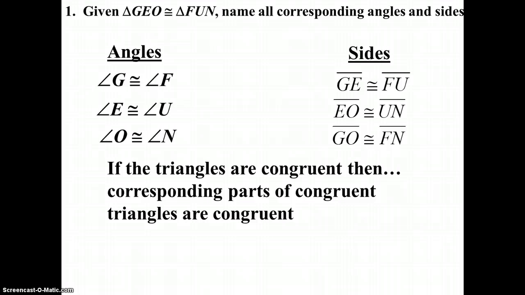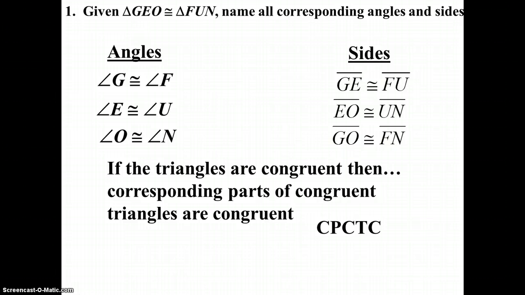So if the triangles are congruent, then all their corresponding parts are congruent, or the corresponding parts of congruent triangles are congruent. Now that's a mouthful, and we're going to use this for proofs the entire chapter, and I don't want to have to write out corresponding parts of congruent triangles are congruent. And so we don't. We write CPCTC, corresponding parts of congruent triangles are congruent.